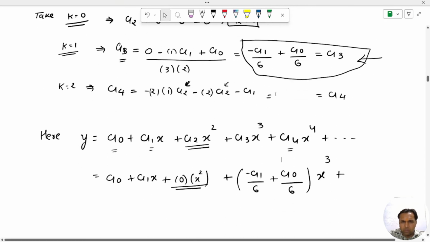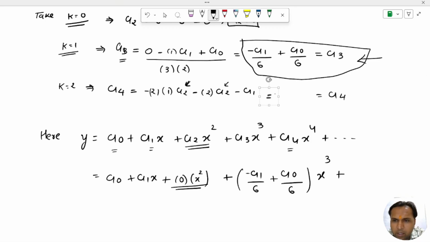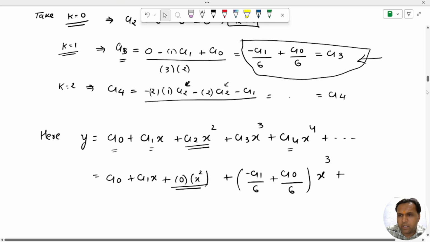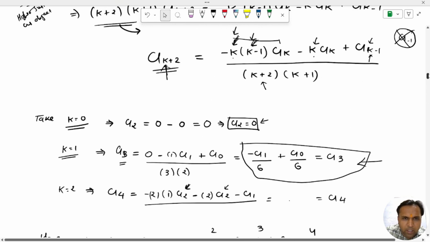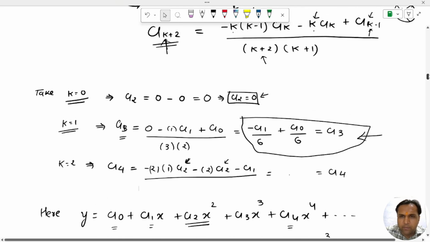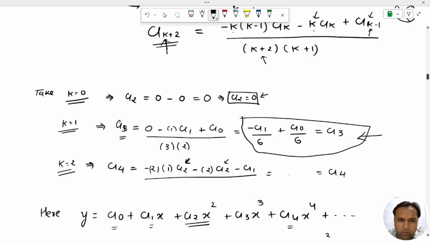So what is my a4? That was cut off by mistake, right? Here we took a4 with k equal to 2, so it's a4 and 3, right? If I am taking here k equal to 2, 2 plus 2 is 4 and 2 plus 1 is 3, here a2 equal to 0, so it becomes minus a1 by 12, that is my a4.